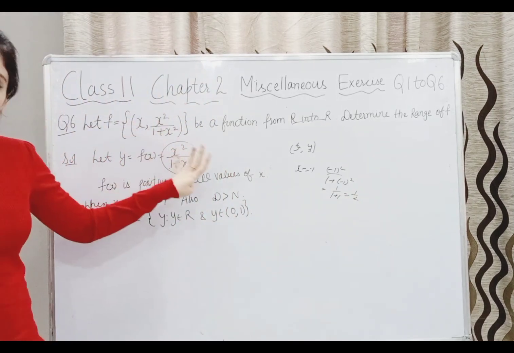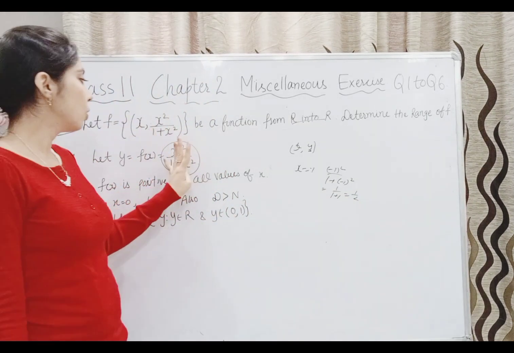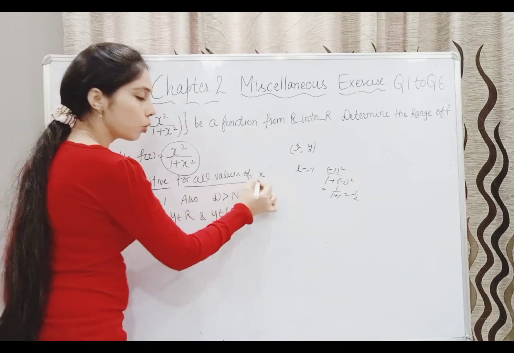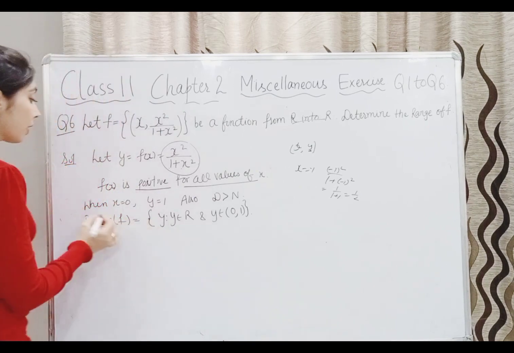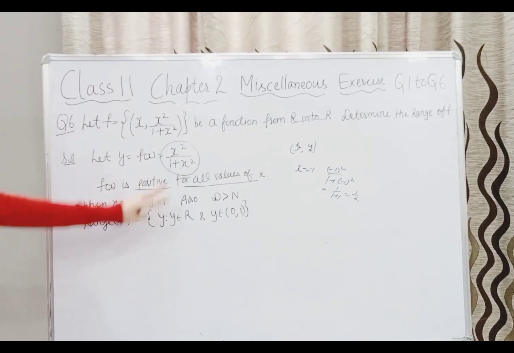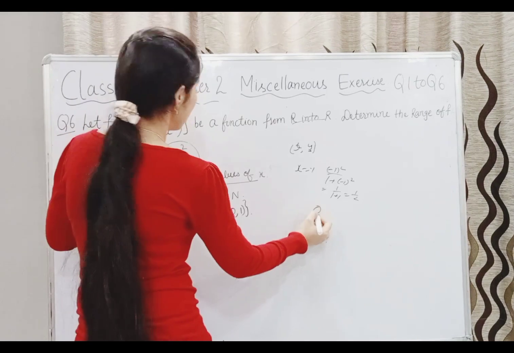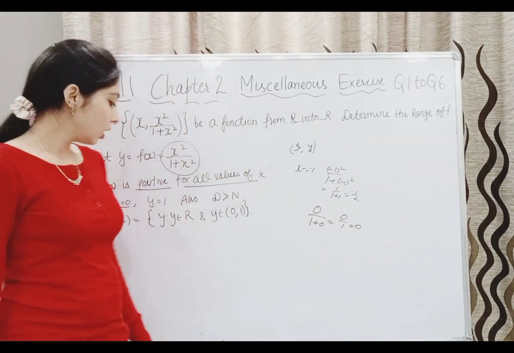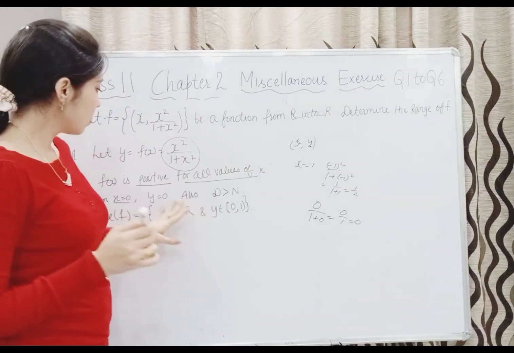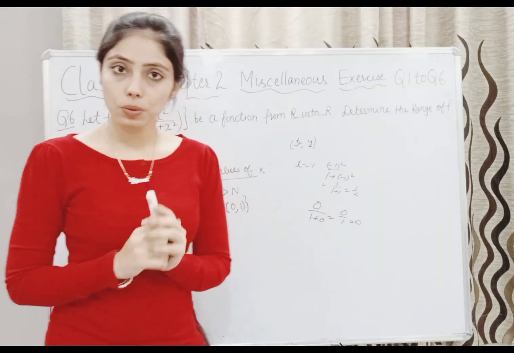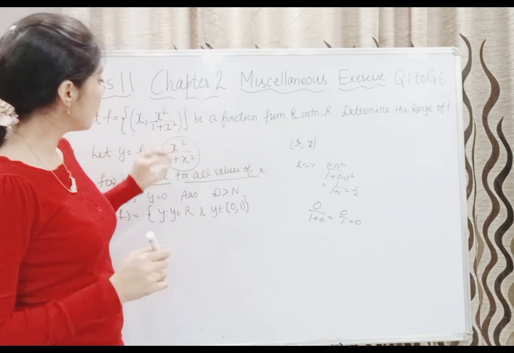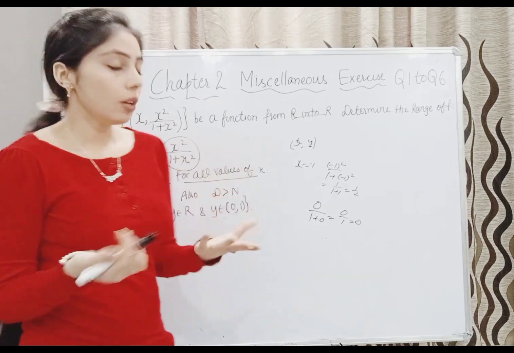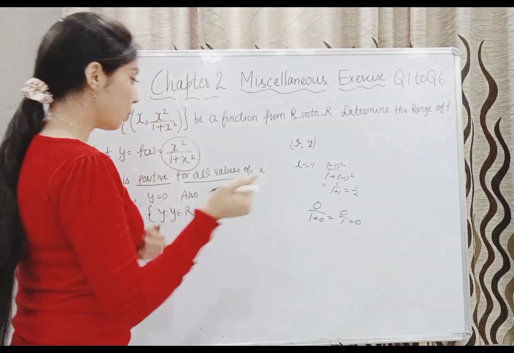If we put any negative real number, it will also give us a positive number. So f(x) is non-negative for all values of x. When x is equal to 0, we will get 0 over 1 plus 0, which is 0 over 1, which is 0. If you put x equal to 0, we will get y equal to 0. If you put any real value, positive or negative, we will get numbers between 0 and 1, and 0 is also included.